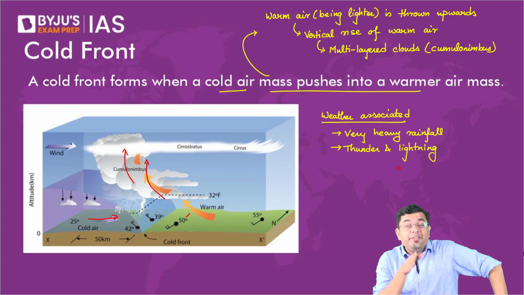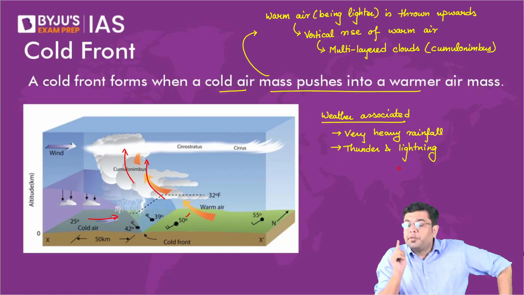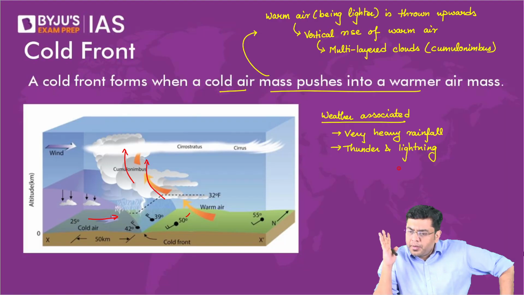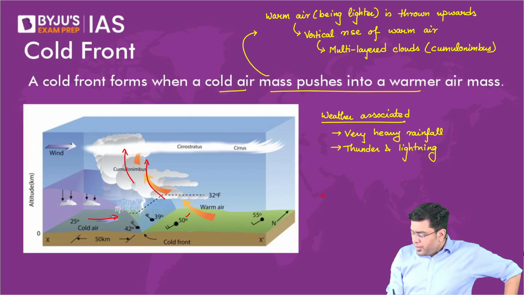Now, can we say this is a kind of frontal rainfall? Because this rainfall is being caused purely because of the formation of a front? Can we classify this as a kind of frontal rainfall? Perfect. So, all of you who had a doubt about frontal rainfall, I hope now you are clear about what this frontal rainfall is, right? So, this will be associated with frontal rainfall.